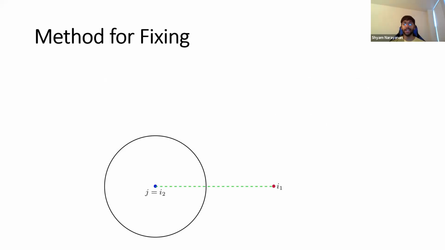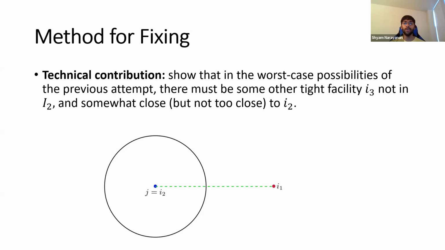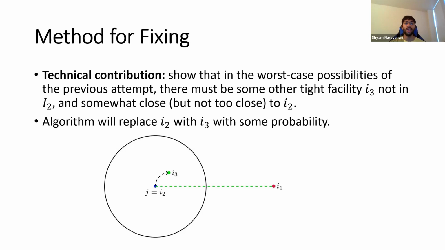So the method that we have for fixing this is as follows: we show that in the worst-case possibilities of the previous attempt, there actually must be some facility I3, which is not in I2, but is somewhat close to this small point I2, which is extremely close to J. So specifically, we might have this point I3, which is reasonably close to I2, but not super close. And what the algorithm is going to do is replace I2 with I3 with some probability.